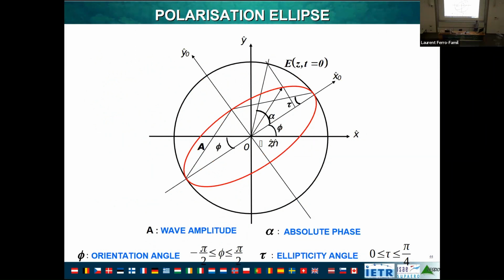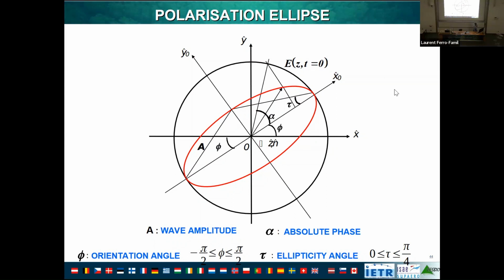How to define a polarization ellipse? There are many definitions. Of course, it's a bit like phase unwrapping. At the end, everybody used the same solution, luckily. So today, the polarization ellipse is defined by a set of 4 parameters, which are the wave amplitude. The wave amplitude is not the length of the major axis, it is the length of this axis here. So when you have a large A value, it means that you have a large amplitude of the electromagnetic field, and the opposite.